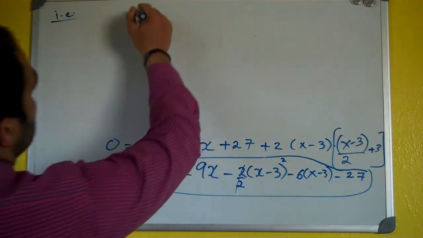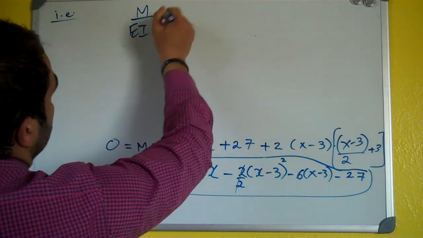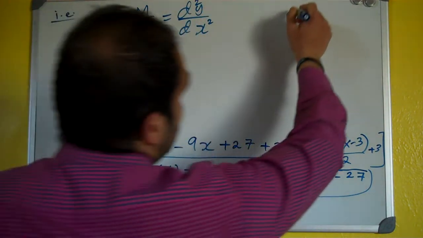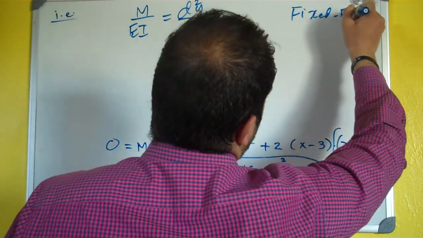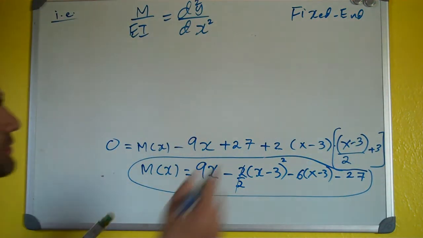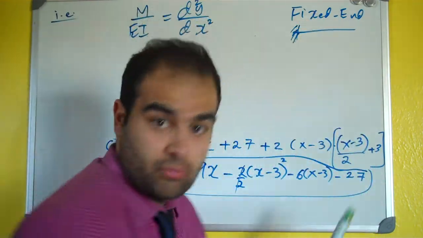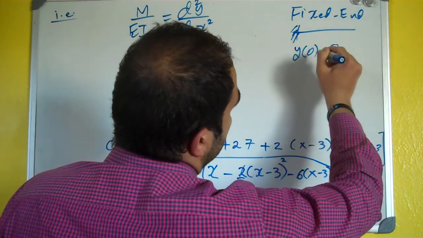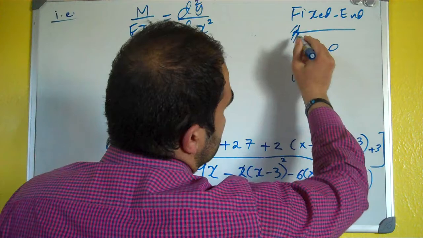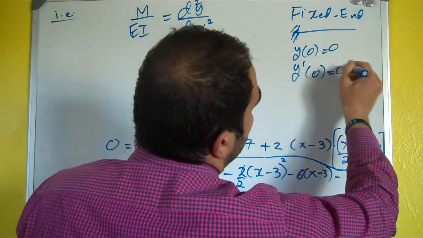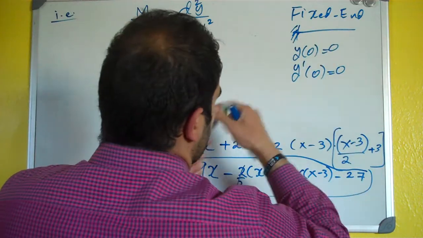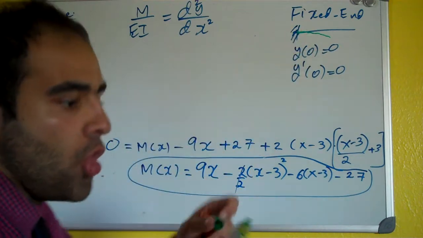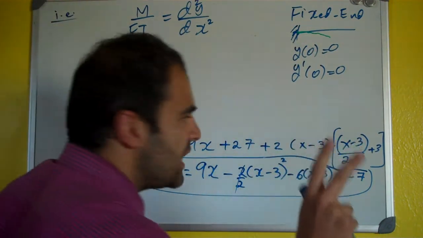And write down my equation, M over EI equals the second derivative of deflection. I have a fixed end, right? If you don't know what a fixed end is, it's just a cantilever, is this thing. So you have a deflection equals 0 at this location, and you have your rotation equals 0. So it looks like this. There is no deflection and there is no rotation.